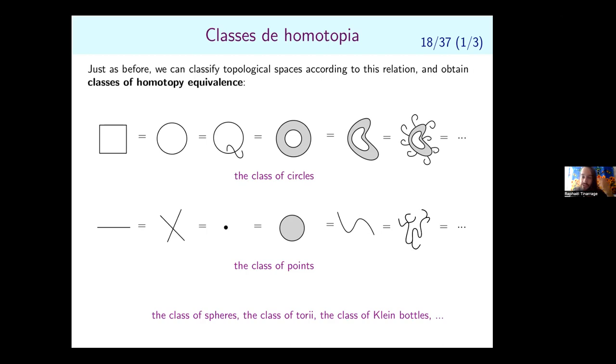But we can do the same as what we did with homeomorphism equivalence. We can gather the spaces into homotopy classes. Now the classes are wider, they are bigger, because given the space, you have more homotopy equivalent topological spaces. For instance, in the homotopy equivalence class of the circle, I have the square, I have the circle, but I also have the letter Q, I have the annulus, I have a deformed annulus, you know, a lot of spaces. The class of points now contains a lot of spaces. Actually, all the spaces contained in this class are called contractible spaces. Those are the spaces that you can contract to only one point. The class of spheres, the class of the torus, etc.